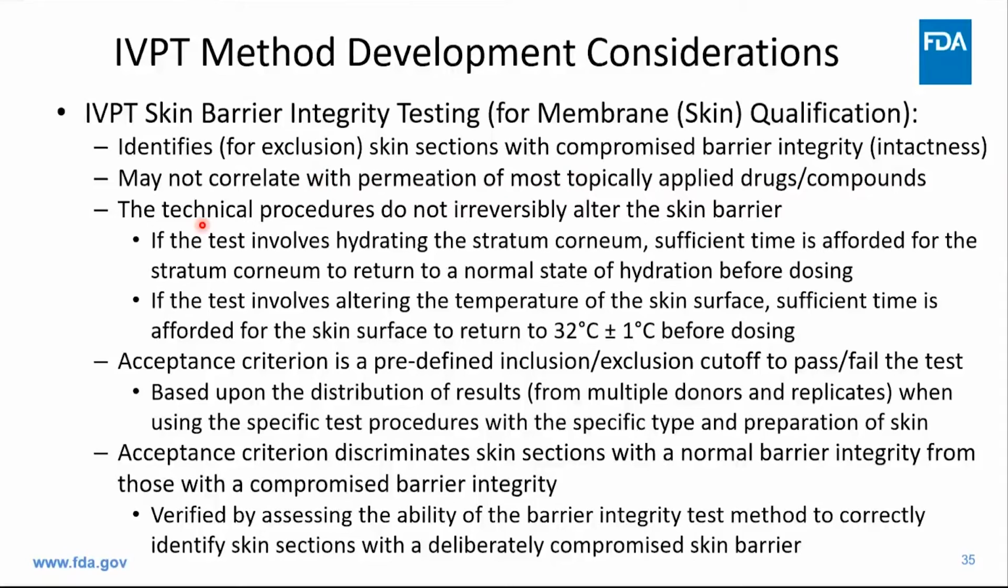It's very important that the technical procedures of the barrier integrity test should not irreversibly alter the skin barrier. For example, if the test involves hydrating the stratum corneum, such as a pulse dose, let's say a 5-minute dose of tritiated water on the skin, sufficient time should be afforded for the stratum corneum to return to a normal state of hydration, dryness, before dosing. If the test involves looking at impedance or conductance, and you've left a solution on the stratum corneum for half an hour or an hour, think about being in a bathtub where your fingers are wrinkling because the stratum corneum is getting so overhydrated and mushy. That's not the condition in which the system is equilibrated and ready for dosing.